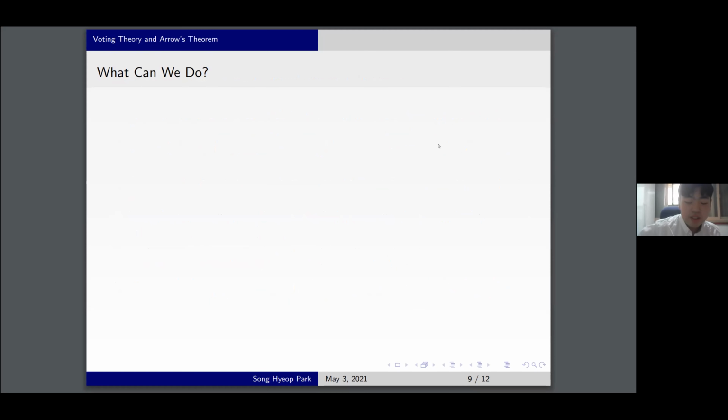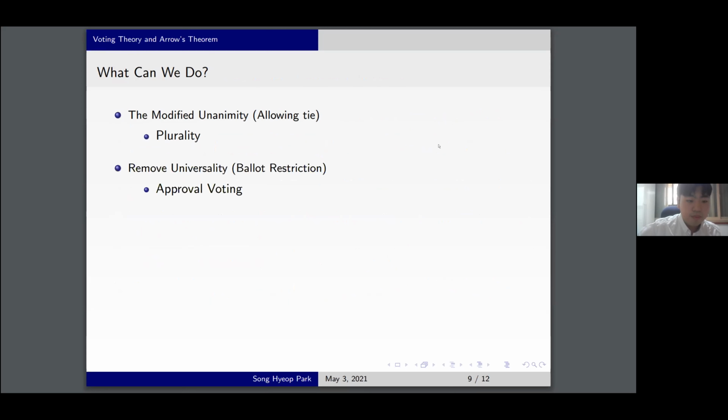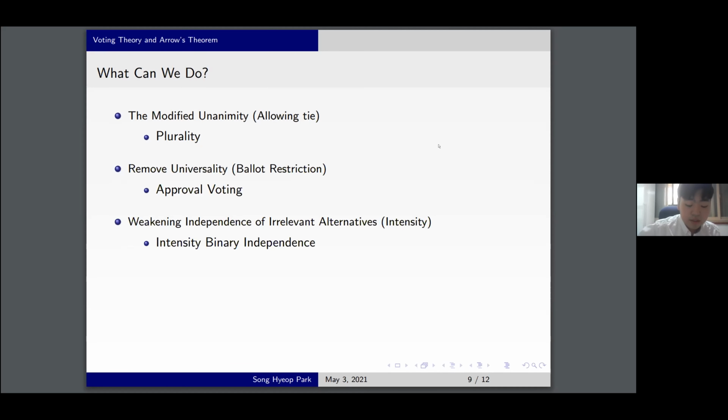So what can we do? We can weaken one of the conditions to find a voting system that satisfies the rest. If you weaken the unanimity condition by allowing ties, you can say that plurality is a good voting system. If you remove universality by restricting voters to mark approved or not approved instead of ranking, you have approval voting, which gets the resulting order by number of approvals. The American Mathematical Society uses this voting system in their elections, so we can say this is a reasonable one. By weakening independence of irrelevant alternatives, you have intensity of binary independence.